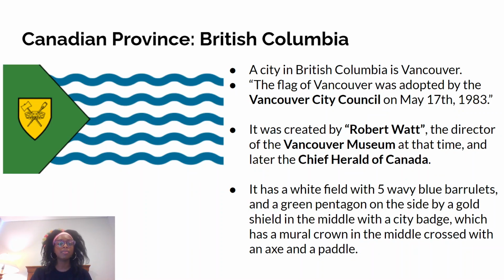And we have another Canadian province, British Columbia. A city in British Columbia is Vancouver. The flag of Vancouver was adopted by the Vancouver City Council on May 17, 1983. It was created by Robert Watt, the director of the Vancouver Museum at that time, and later the Chief Herald of Canada. It has a white field with five wavy blue barrulets and a green pentagon on the side by a gold shield in the middle, with a city badge, which has a mural crown in the middle, crossed with an axe and a paddle.